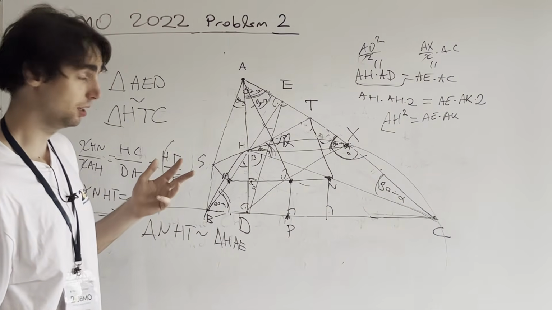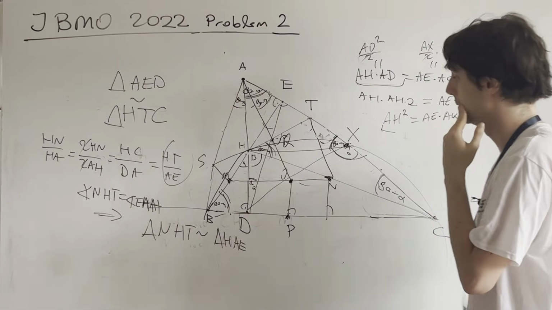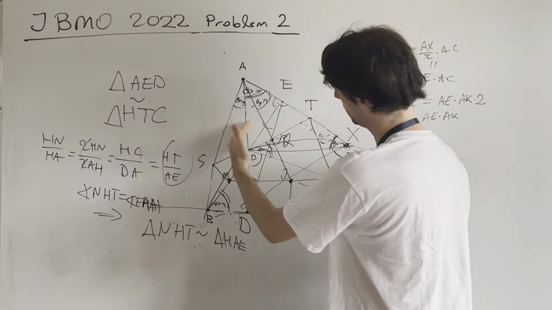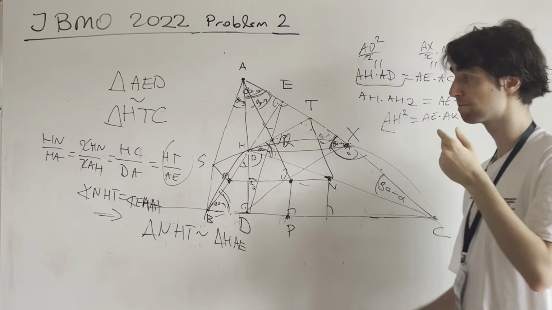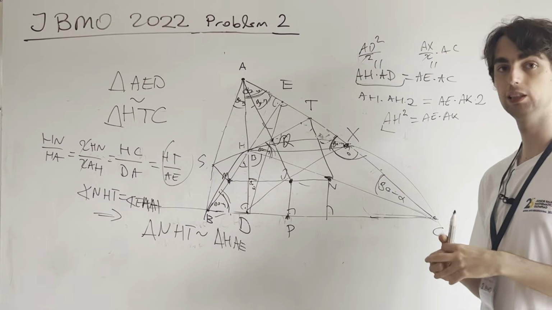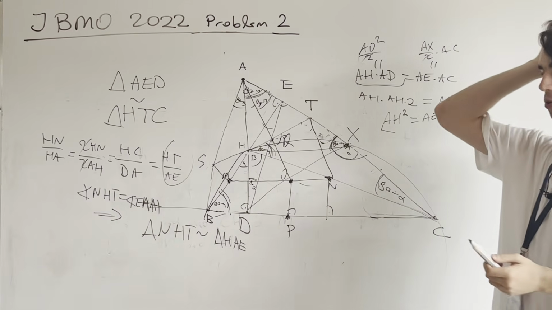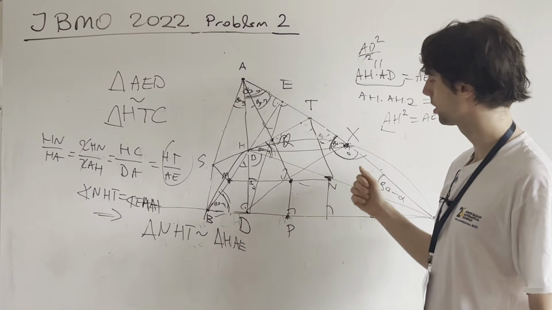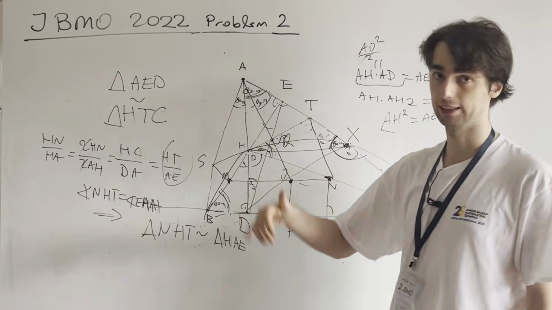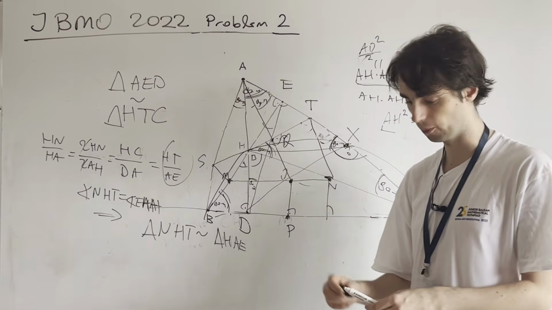Is there anything interesting now, given that X is the foot of the perpendicular, that DX is now parallel to BE? I don't know. I'll leave this one to you. If you figure out a way to use this and connect it with S and T and our problem condition that we need to prove, please do let me know in the comments below.